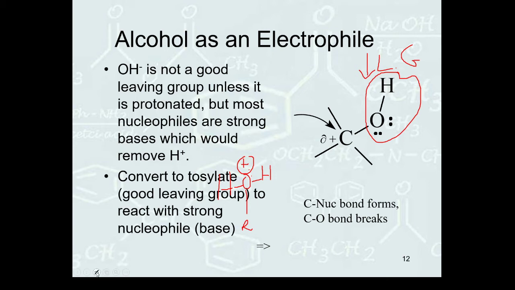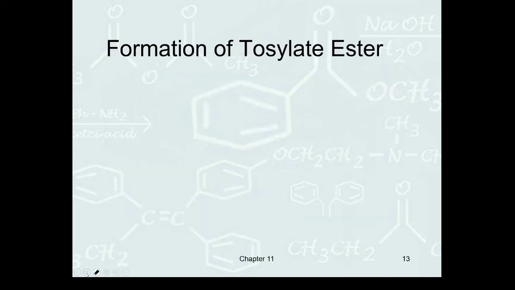Our other option is to use tosylate. Okay. Let me just get rid of our lines here, so we can see. Okay, so I can convert to tosylate, a good leaving group, to react with the strong nucleophile. Tosylate, I'll show you in a second why it ends up being a good leaving group and what exactly tosylate is. Right here, this is tosylate. Ends up being a good leaving group. This is tosyl chloride, to be exact.